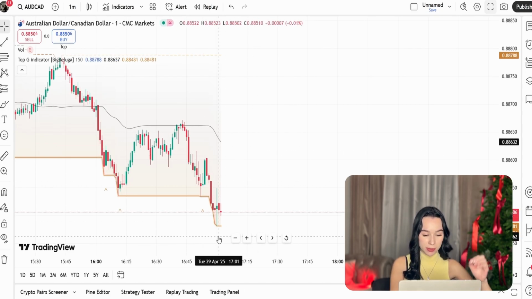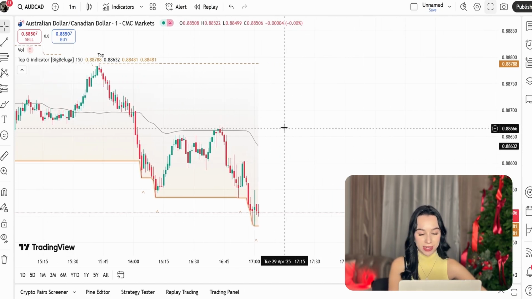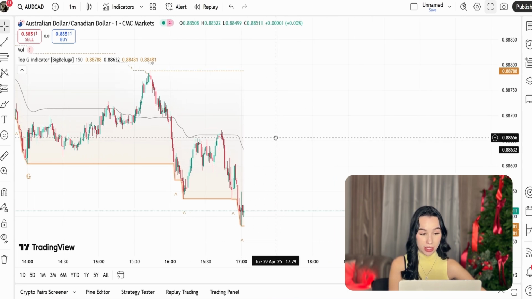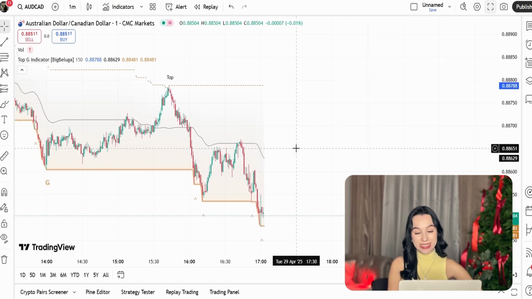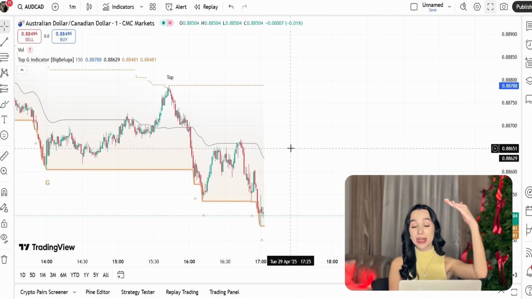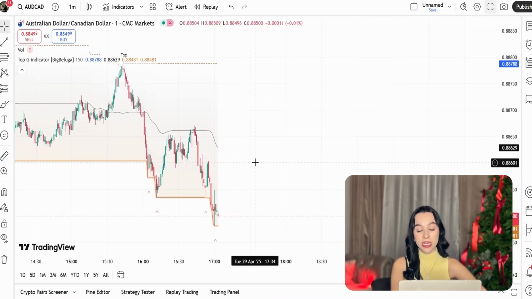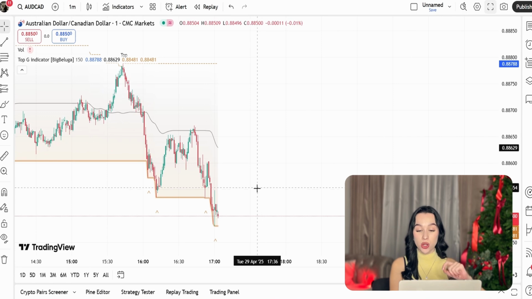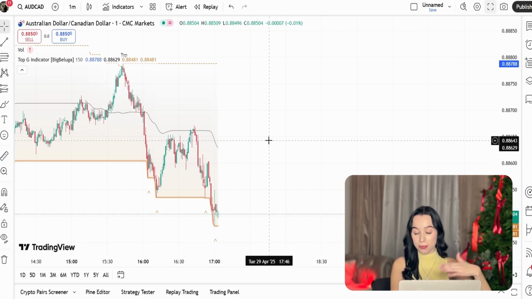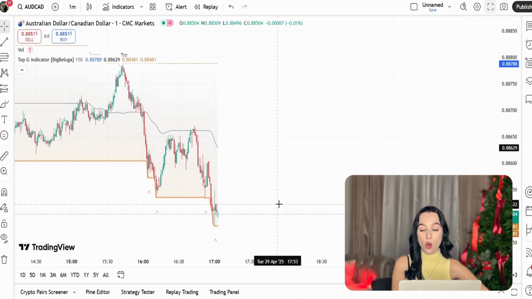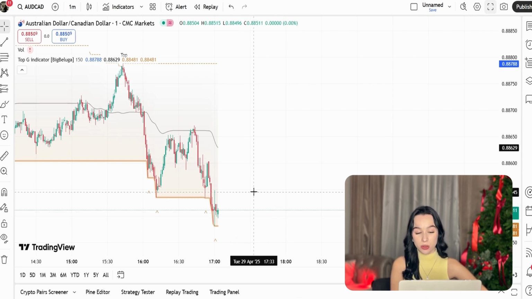And now I will explain to you why, and I will explain everything about this indicator so you will understand it clearly. So first of all, the Top G indicator plots dynamic upper and lower range boundaries based on price and volatility. So the price here clearly touched or slightly pierced the lower boundary, the lower line, which acts as a key support zone and often signals a potential bounce or reversal.